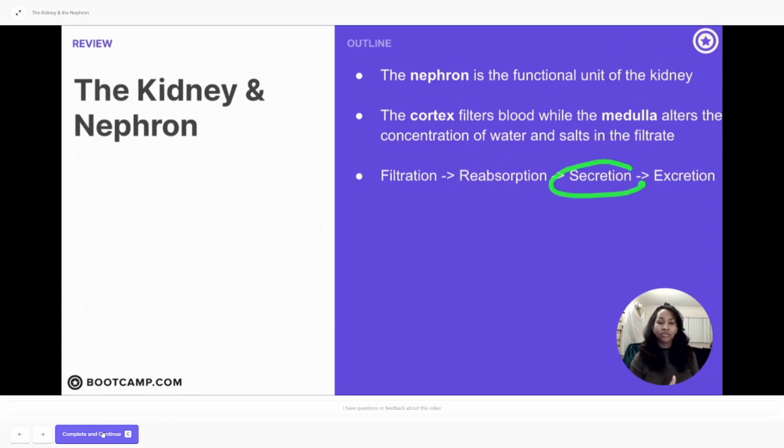Next, we're going to have the secretion of any toxic or unwanted materials from the blood to the filtrate, and these are going to be examples like hydrogen ions, potassium ions, or nitrogenous urea. And then lastly, we have excretion, in which the final product, which is going to be the urine, is expelled from the body and is stored in the bladder before it is released.